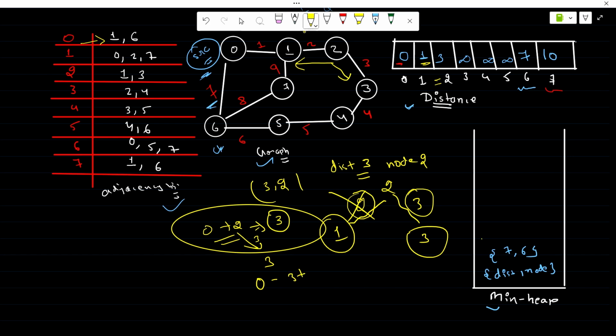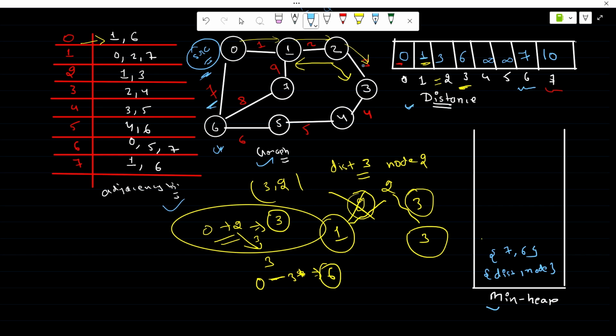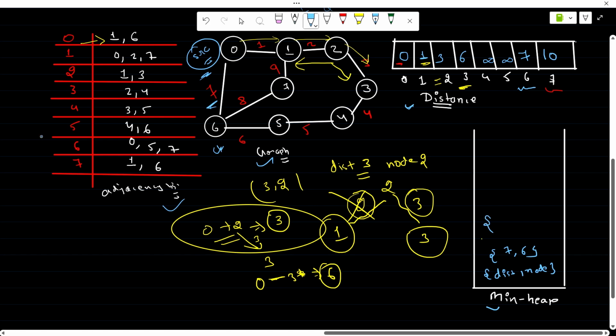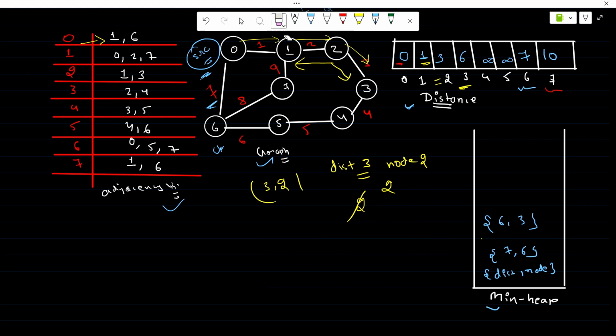So we can ultimately go from 0 to 3 at a distance of 6, right? From 0 to 2 is 3, plus 3 is 6, right? But the current distance is infinity, so we are going to update it with 6. Let's update it with 6. Okay. Also, let's put it into the priority queue, with a distance of 6, node is 3. And we are done with this also. So let's erase it. Okay.